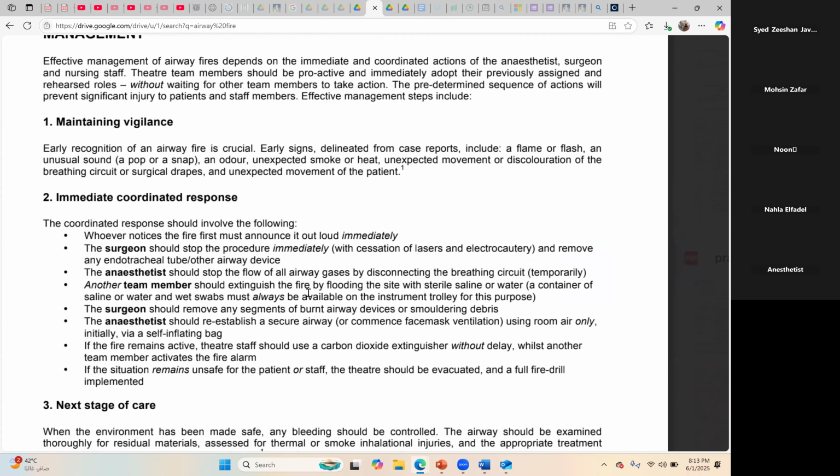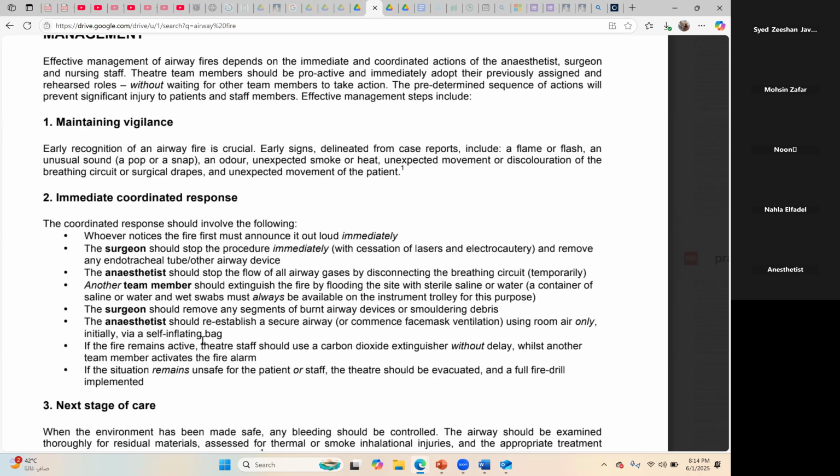Wet swabs must always be available on the instrument trolley. Remove any segment of burned airway device or smoldering debris. Next, re-establish a secure airway using room air only, initially via a self-inflating bag. What is this self-inflating bag, Noon?